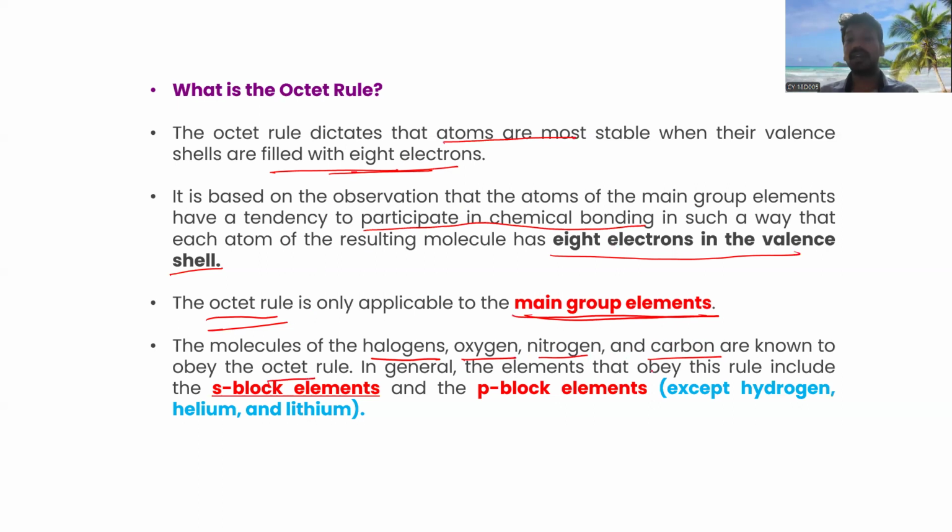But in general, there are some exceptions. S block elements, P block elements, they are also involved in the octet rule formation. But except hydrogen, as we discussed, they form the duet rule. Okay. Duet rule, where two electrons are needed. Similarly, helium also, that is already having 2 electrons in the outermost shell. Lithium also, they are not following the octet rule.